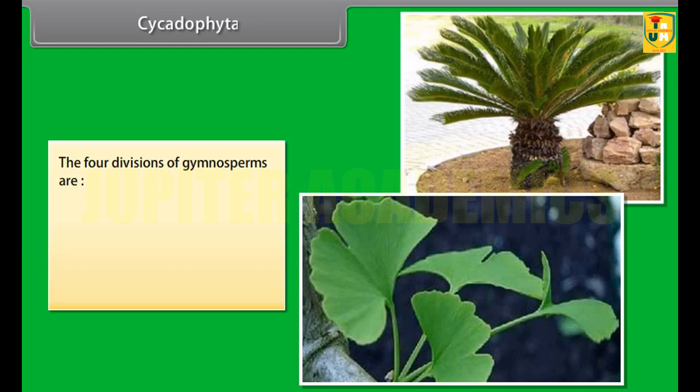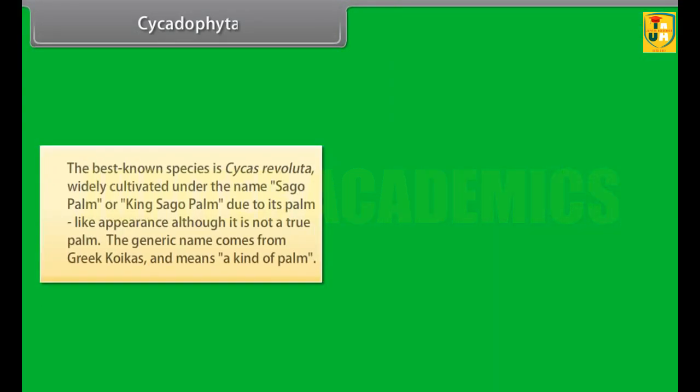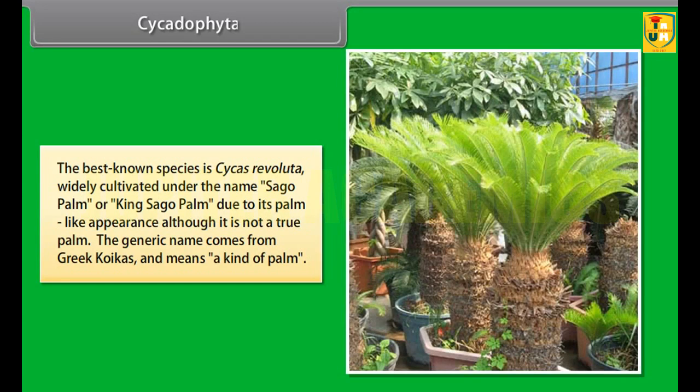Cycadophyta. The 4 divisions of gymnosperms are Cycadophyta, Cycas; Ginkgophyta, Ginkgo; Gnetophyta, Ephedra; Coniferophyta, Pinus. The best-known species is Cycas revoluta, widely cultivated under the name sago palm or king sago palm due to its palm-like appearance, although it is not a true palm. The generic name comes from Greek koikas and means a kind of palm.